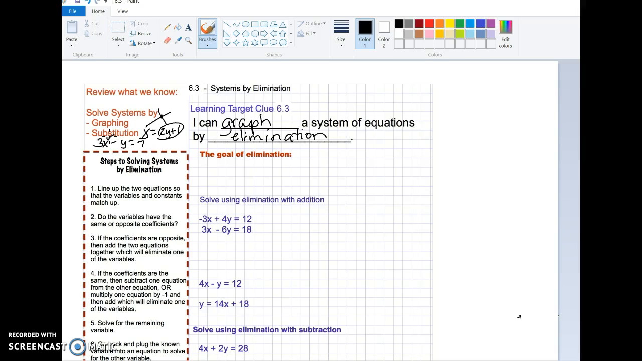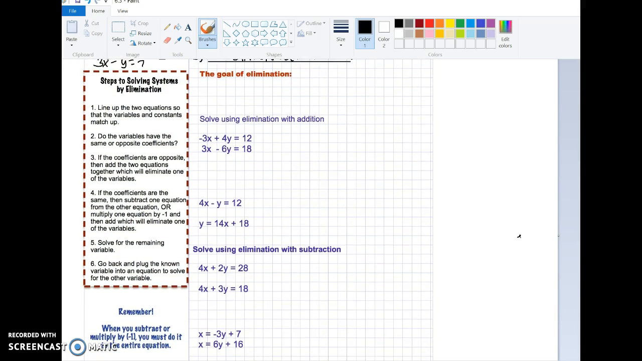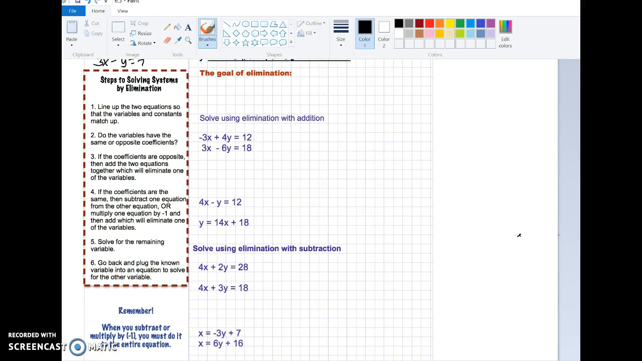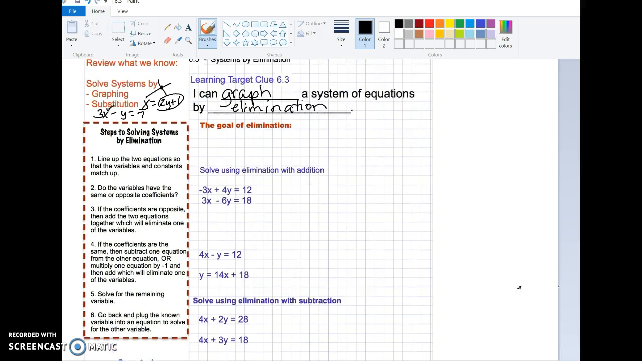Now I've written out all of the steps on the side here that you can use later, but I'm not going to walk through them now. I'm just going to solve the equation so that you can see how I'm using those steps.